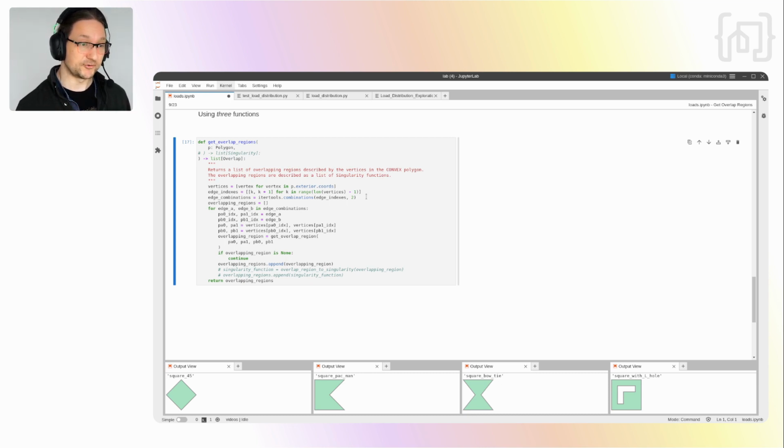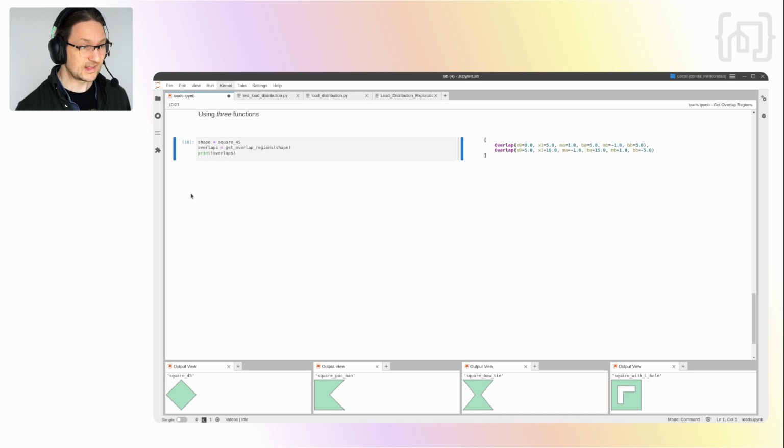Now we have to loop through all of the possible combinations of line segments within our given polygon. So at the end of this, we're going to get a list of overlap regions for a given polygon. So we've got the square 45 here. We've got four lines, 1, 2, 3, 4. So we've got this line overlaps this line overlaps this line, therefore we've got two overlap regions.